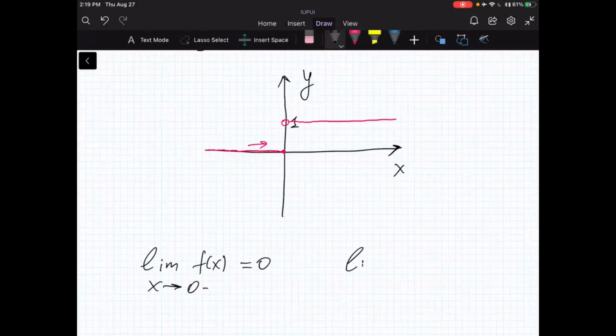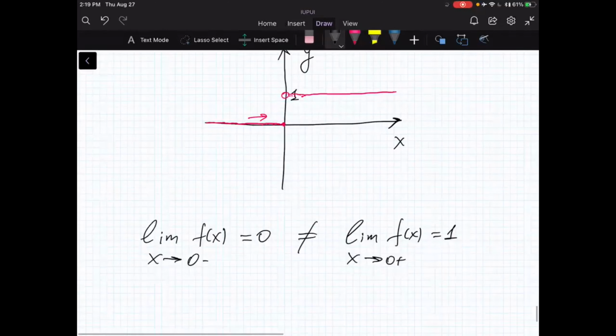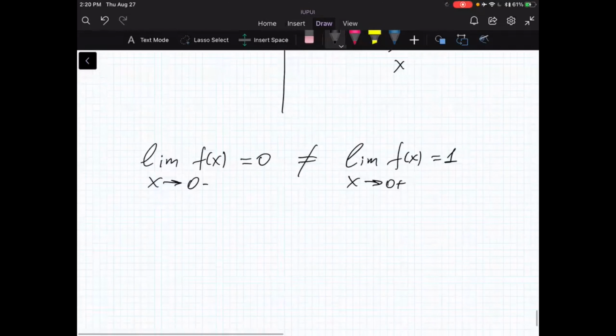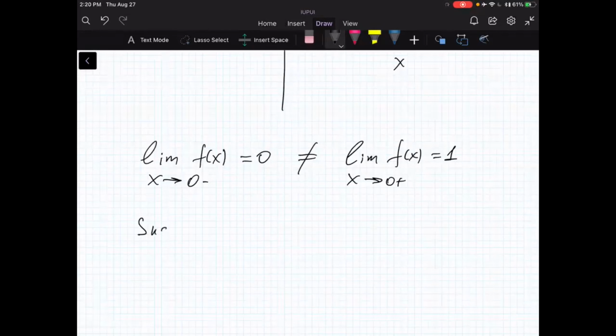While the limit of the function when we approach from the right, so I'm here, here, here, it seems to be 1, right? And we see that these two limits are not the same. So it's a kind of jump from 0 to 1. And such a jump is called discontinuity.